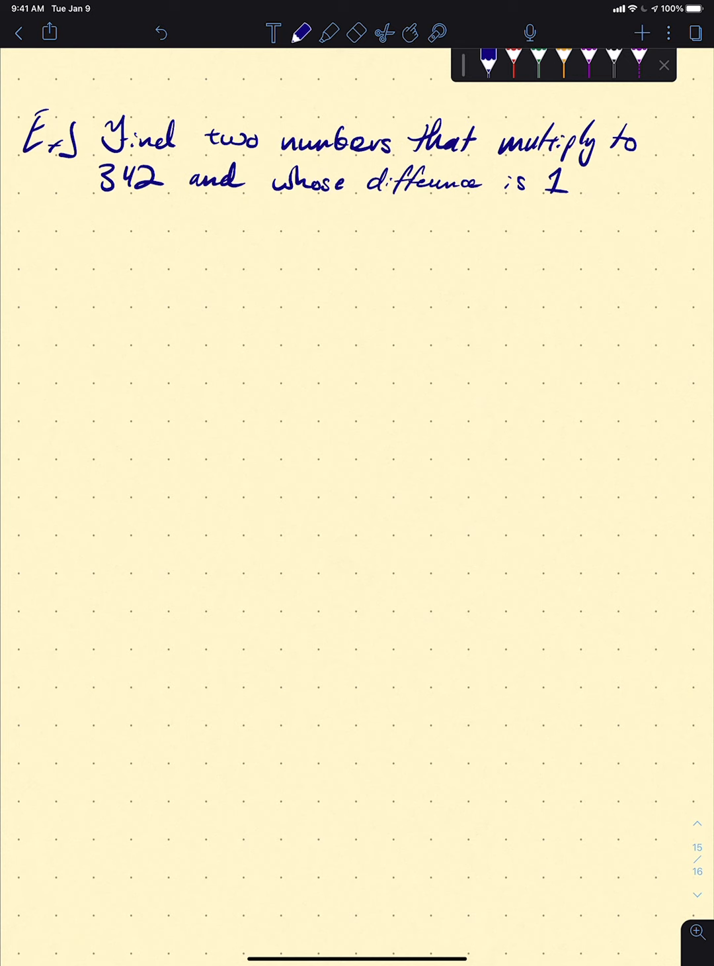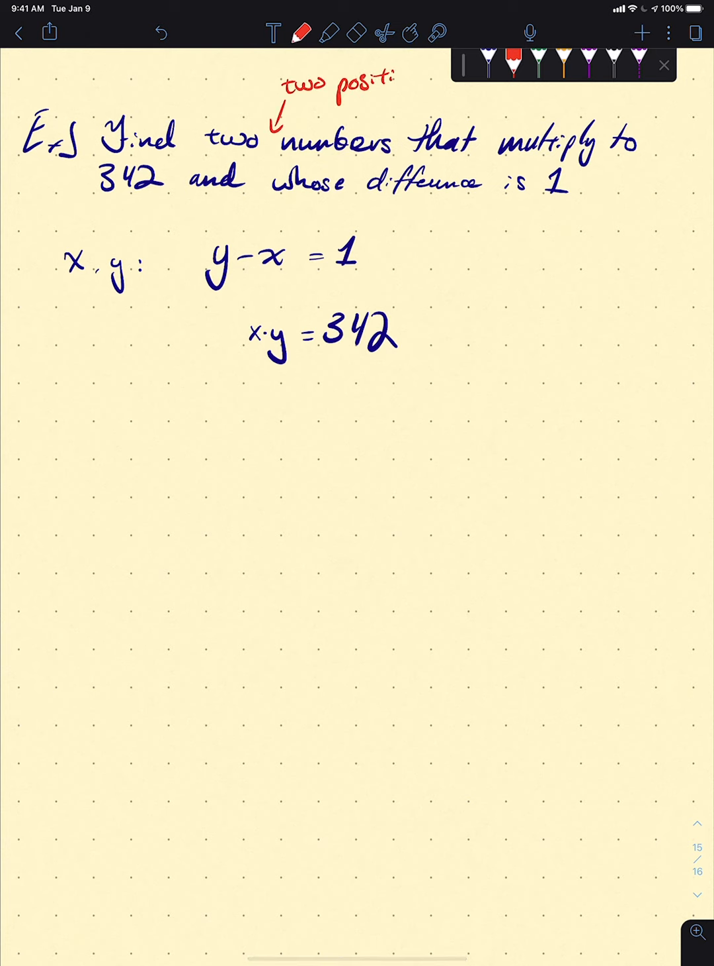Sure. But what I want you to notice here is we have two constraints. Let's call our numbers x and y, and they're subject to the following constraints. One, their difference is 1, so we might say y minus x equals 1. And the other one is that x times y is 342. And I claim, and I'll show you, that that's all the information we need. Turns out we have two equations, two variables. We can solve this. And I will add for this as well, we need two positive numbers, because that will come into play later.